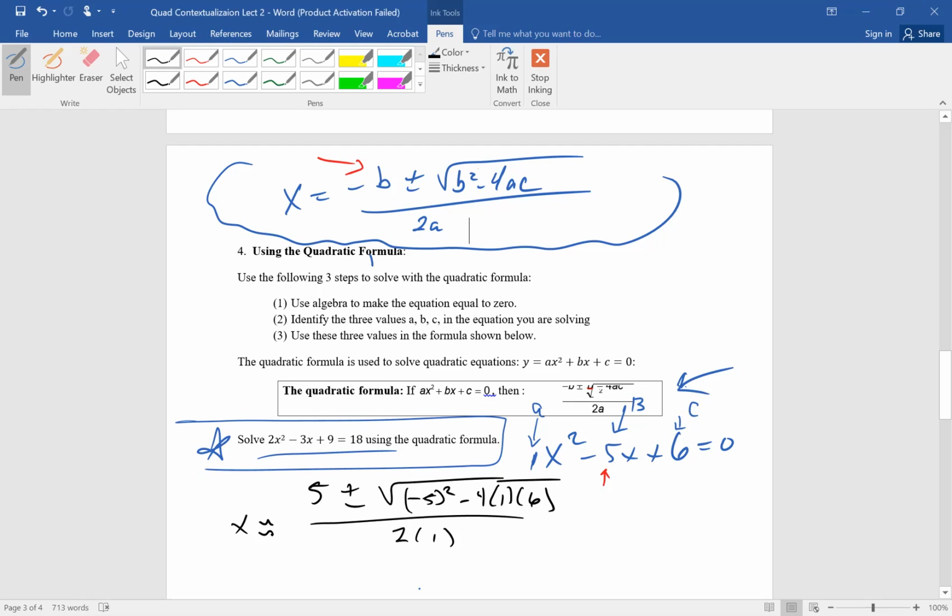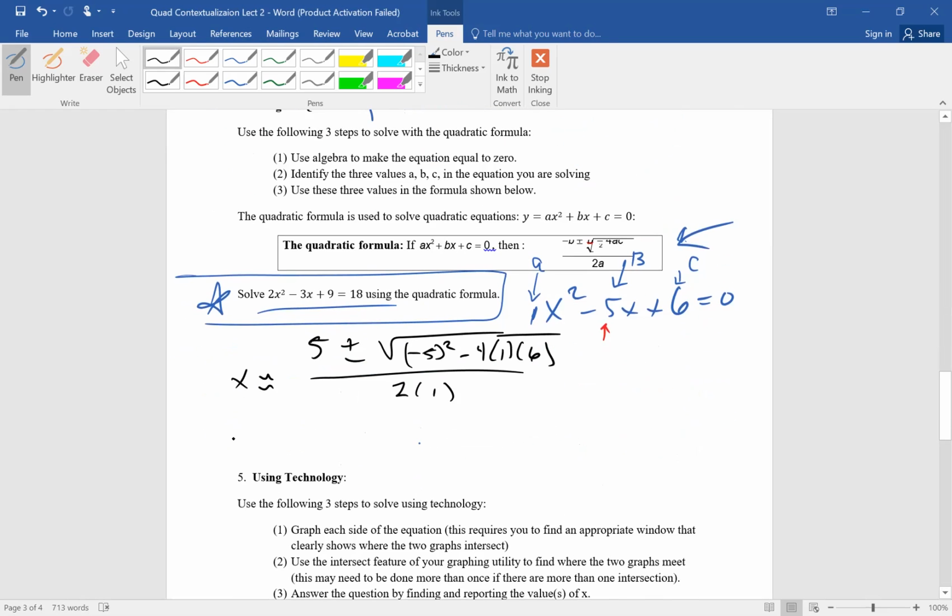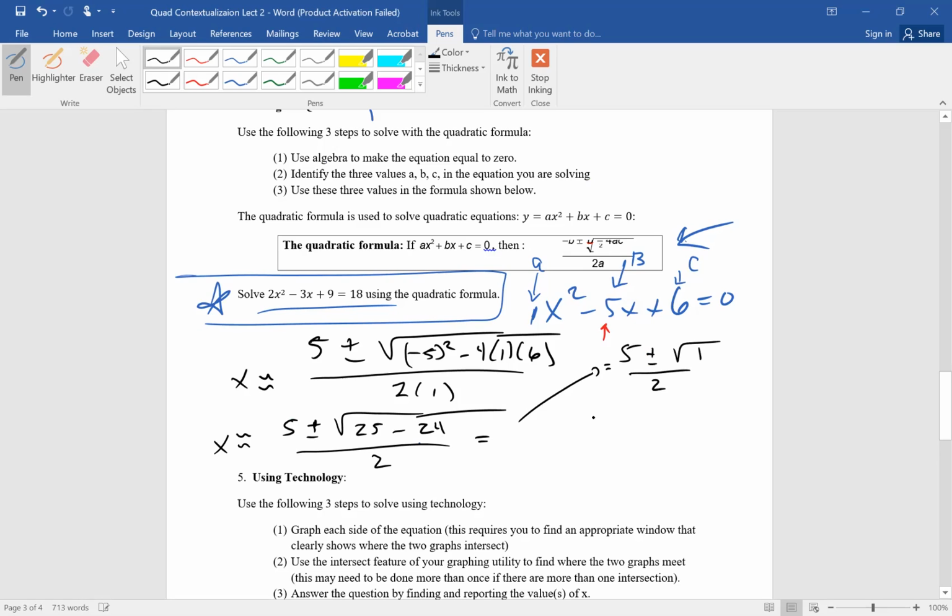And let's just keep cranking on this to see what we can come up with. Notice it's an approximation because I'm going to have some decimals left over, but don't forget the plus or minus. Underneath the radical sign, 25, because minus 5 times minus 5 is 25, minus 24, because minus 4 times 6 is negative 24, all over 2. So we're going to have 5 plus or minus the square root of 1 over 2, or 5 plus or minus 1 over 2. Now don't forget, when you're doing this quadratic formula, it will give you 2 possible solutions.